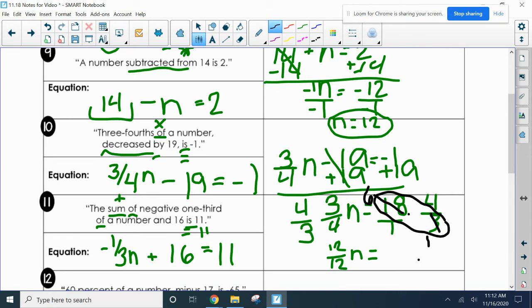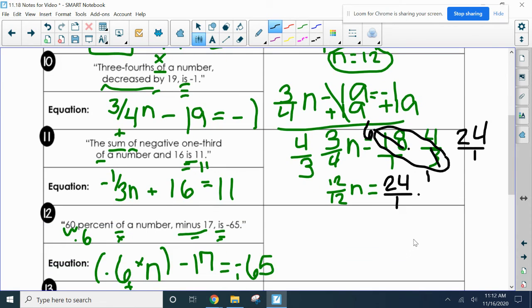6 times 4 is 24. And 1 times 1 is just 1. So 24 over 1. So I have 12 over 12n equals 24 over 1. If you multiply it across, 18 times 4 and 1 times 3, you would get 1 times 3 is 3, 18 times 4 is 72. You'd divide that by 3 and you'd still get 24. So either way, 12 divided by 12 is 1n, which is equal to 24 over 1. You can drop the 1. So 1n is 24, or simply n is 24.